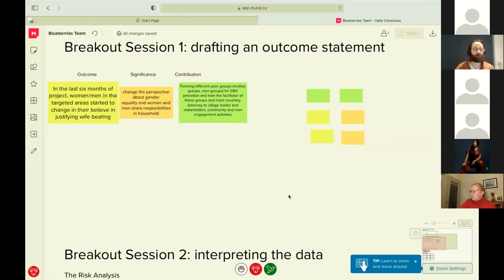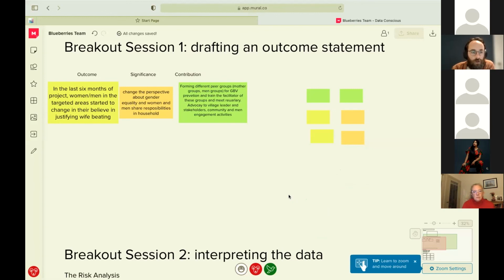First of all, we could only finish one outcome statement, with significance and contribution, for the time being. Our outcome statement is that in the last 6 months of our program, the women engaged in our targeted area started to change their belief in justifying wife beating. They disagree with any violence against women in any specific situation. That is our outcome statement.